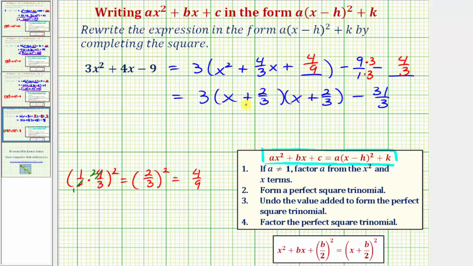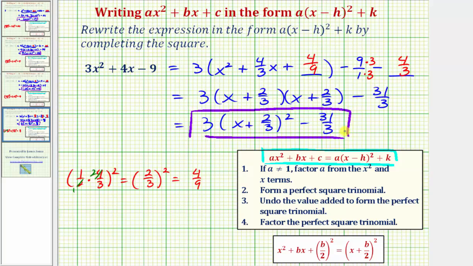Remember, when we have a perfect square trinomial, it's always going to factor into the quantity x plus b divided by 2 squared, which is what we have. So to finish this, we now have our quadratic in the form 3 times the quantity x plus 2/3 squared minus 31/3. So notice in this form, a is equal to positive 3. H, because of the subtraction here, would have to be negative 2/3, and k would be negative 31/3. I hope you found this helpful.